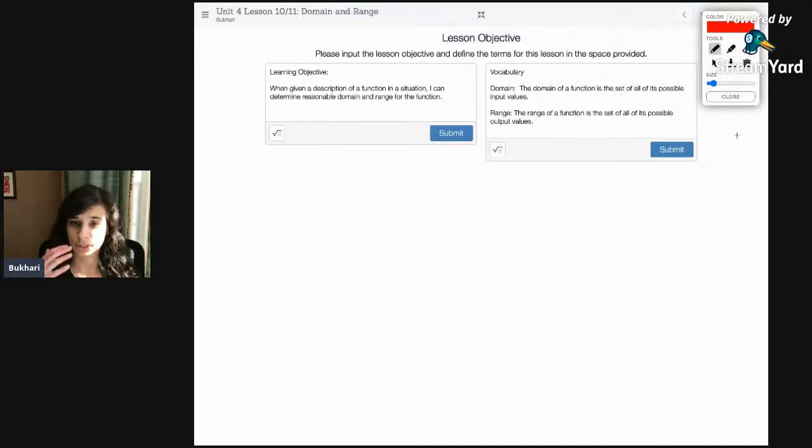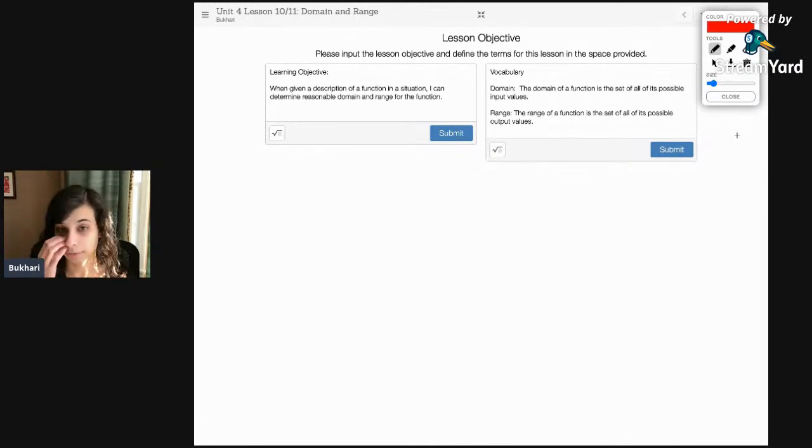I actually gave you the definitions this time because I'm going to be using those two words a lot in this video, so I wanted to make sure we were all on the same page. Our learning objective for today is: when I'm given a description of a function in a situation, I can determine the reasonable domain and range for the function. Domain is the set of all possible input values, and the range is the set of all possible output values.